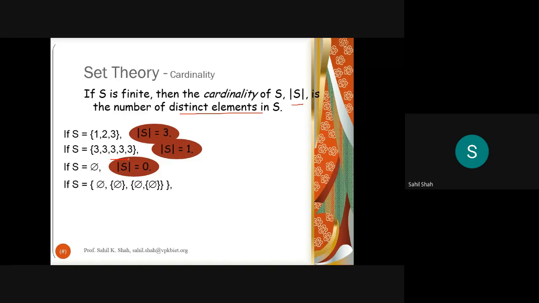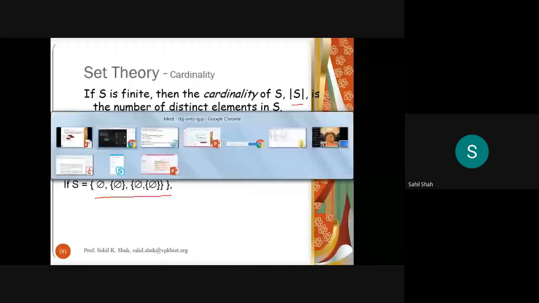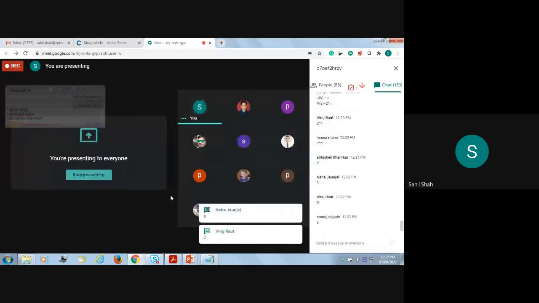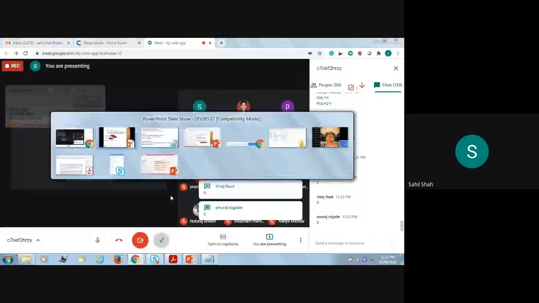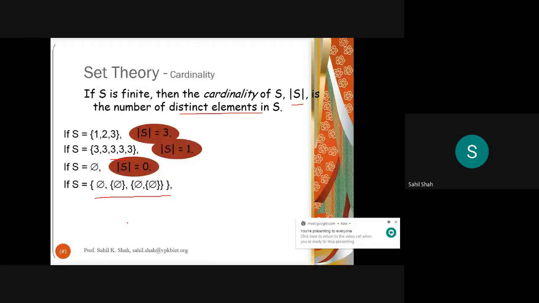Can you tell me what will be the cardinality of this set? Can you tell me the answer for this? Neha is saying 3. Viraj is saying 0. I think it will be 3. Why 3? Whenever we are writing 5 inside a bracket, this becomes an element. So I am having this as one element, this is another element with bracket, and this entire thing as the third element. So we are going to have this as a 3.